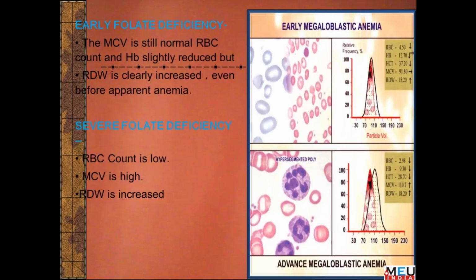In early folate deficiency, the mean corpuscular volume is still that of normal RBC, but the RBCs start getting reduced in size, and the RDW is gradually increased. And in severe folate deficiency, there is hypersegmentation of polymorphs, and in histograms the peak shifts to the right, and the RDW also gradually starts increasing. The platelet distribution width also starts increasing.